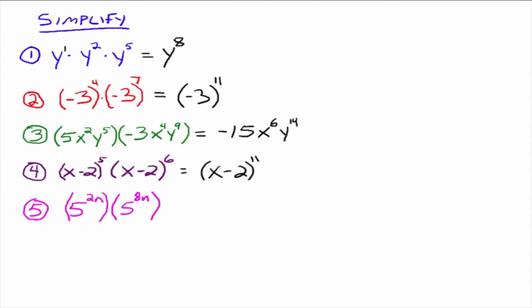All right, let's do one more. 5 to the 2n times 5 to the 8n. The base this time is 5. And we look at our exponents, and we have 2n plus 8n. Remember that 2n plus 8n are like terms, so we can add them up because they both have the n's there. So 2n plus 8n is 10n. So this 5 to the 2n times 5 to the 8n all goes to 5 to the 10n.